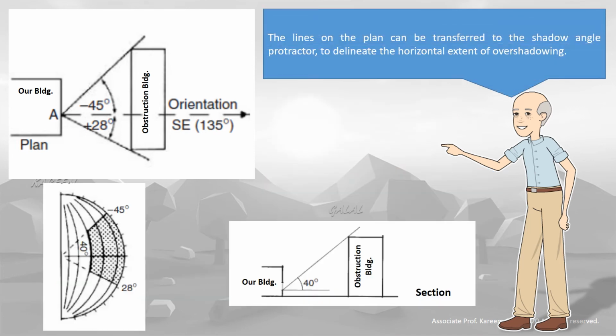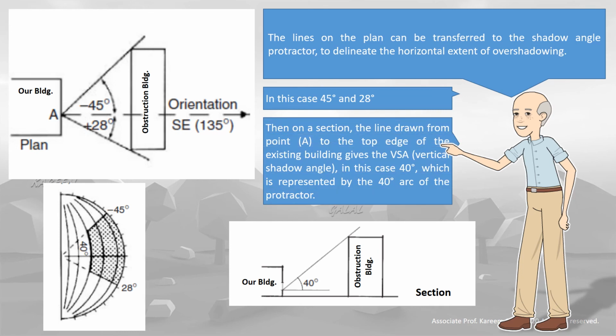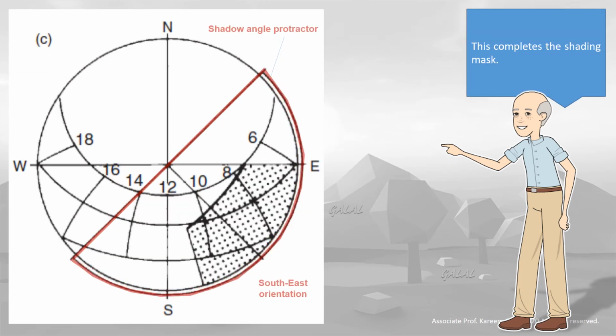The lines on the plan can be transferred to the shadow angle protractor to delineate the horizontal extent of overshadowing, in this case 45 degrees and 28 degrees. Then on a section, the line drawn from point A to the top edge of the existing building gives the VSA, vertical shadow angle, in this case 40 degrees, which is represented by the 40 degrees arc of the protractor. This completes the shading mask.